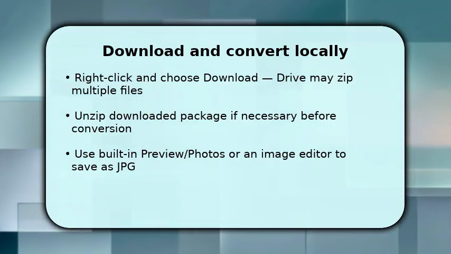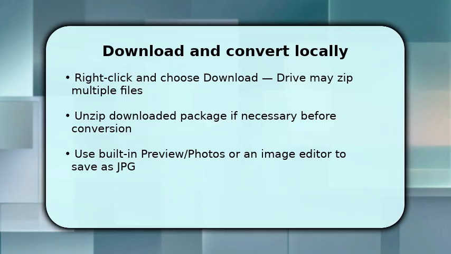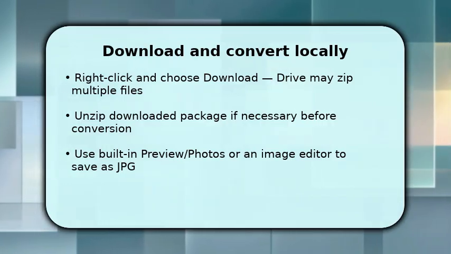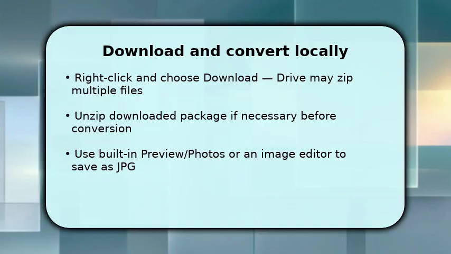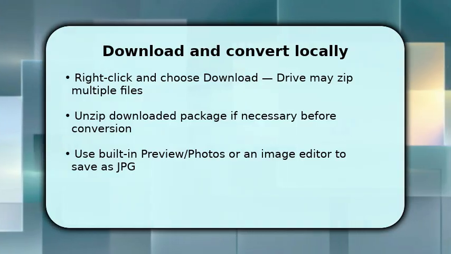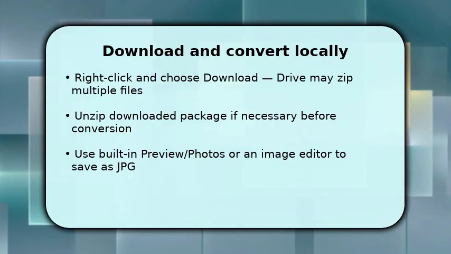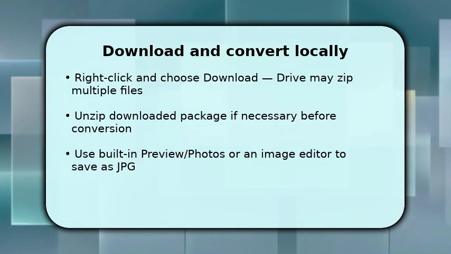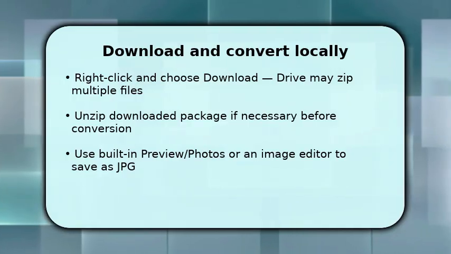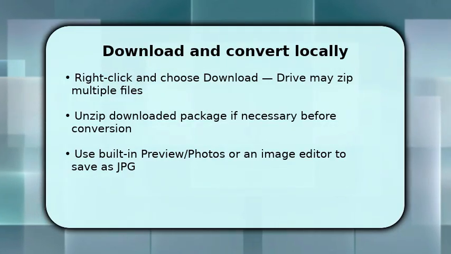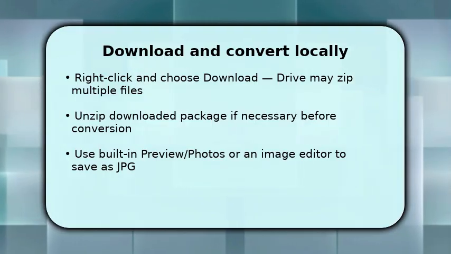For a single file, open it with Preview on Mac or Photos/Photoshop/any image editor on Windows. Then use File Export or Save As and pick JPEG or JPG with your desired quality setting. Once done, confirm file sizes and file names. This local conversion preserves quality control and avoids accidental Google Drive changes.